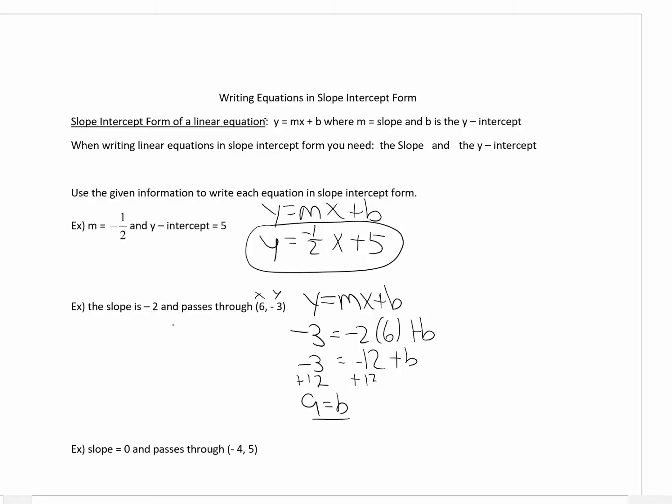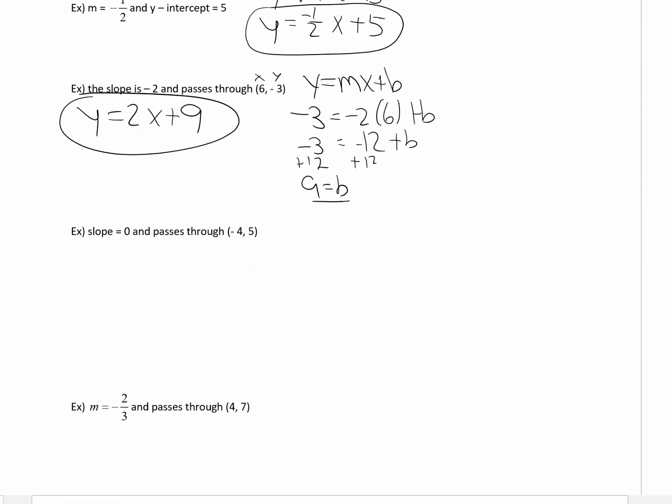Now, I know the slope is -2. I know the y-intercept is positive 9. I can rewrite this. Okay, let's go to the next example then. So now we know the slope is 0 and it passes through this ordered pair. Again, this ordered pair is not the y-intercept, so we must determine what the y-intercept is.